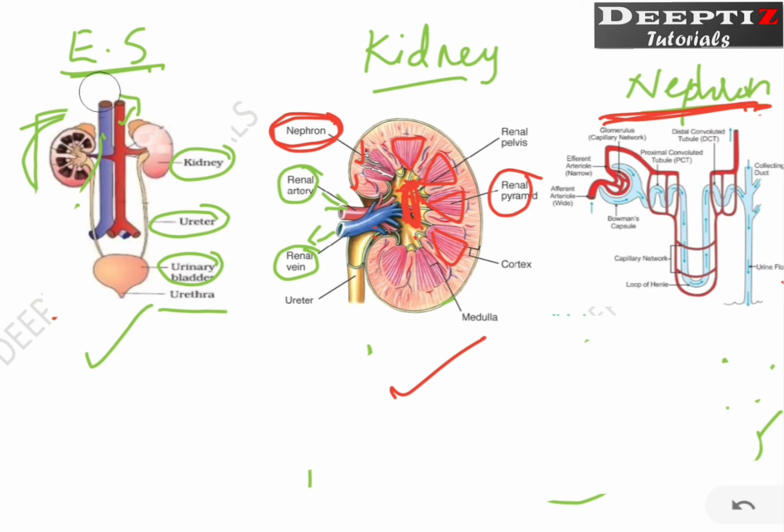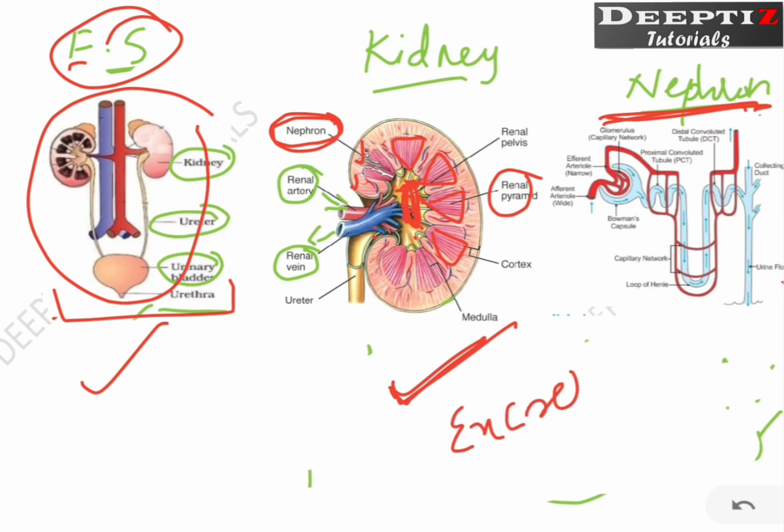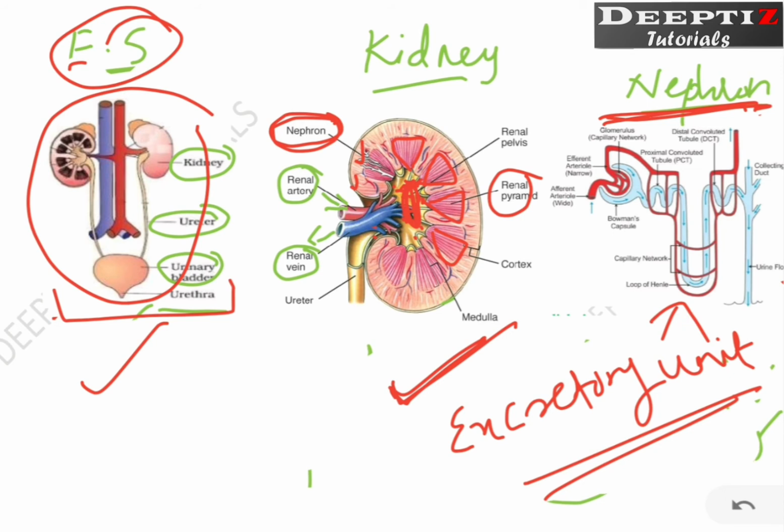So how will you connect these three diagrams? This is the complete excretory system. Now if the question is to explain the excretory system, you need to draw this particular diagram. If the question is to draw or explain the structure of kidney, you need not make all these things. You have to make only this particular kidney. If the question is to draw the diagram of nephron or the excretory unit, the excretory unit is nothing but the nephron. Excretory system is this entire structure, and this is only the kidney.